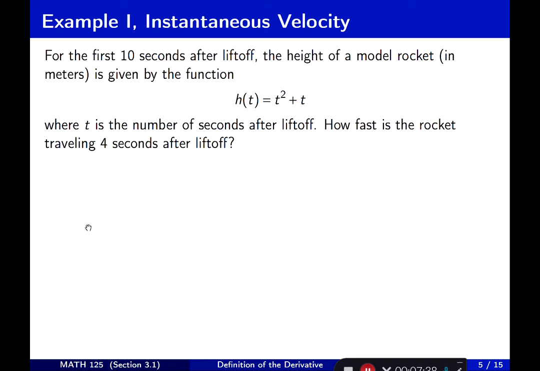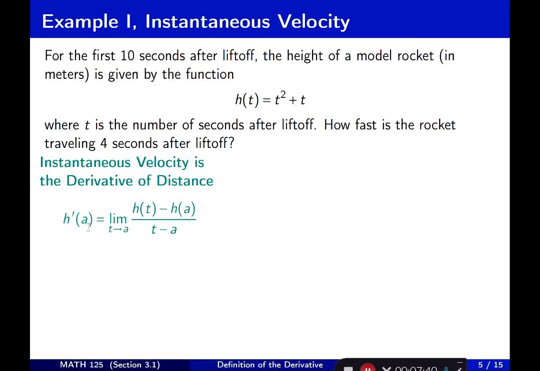And so let's set up, what was the formula? h prime of a equal to the limit as t approaches a of h of t minus h of a over t minus a. Please notice that a in here is that 4 seconds. How fast? At 4 seconds. That's the input that we're finding the derivative at. So now set it up by plugging in 4 in this formula.